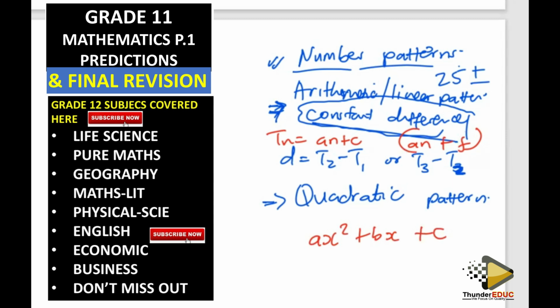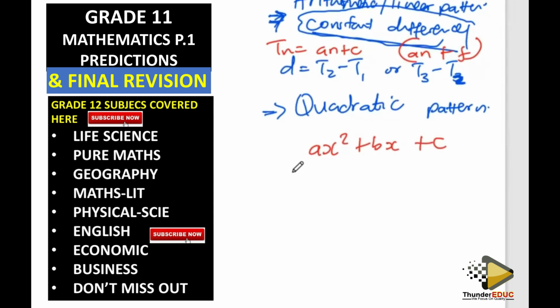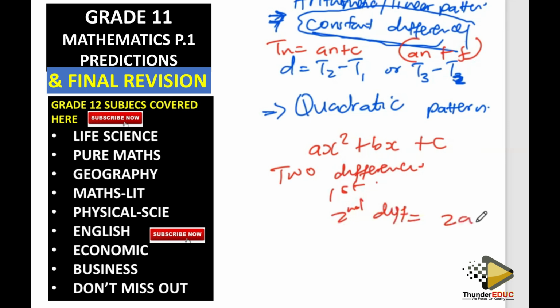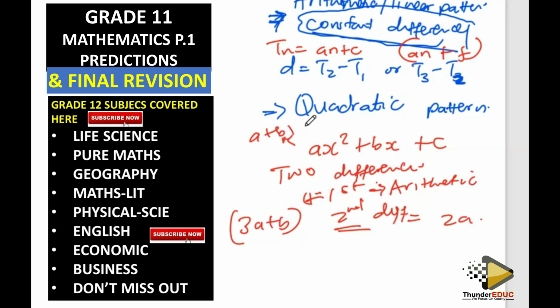What we know about the quadratic is that we have 2 differences. So we have the first difference and then the second difference. We know that the second difference will always be equivalent to A, and the second difference is always constant. The first difference forms what we call an arithmetic sequence. The first term of the first difference gives us 3A plus B, and the first term of the quadratic will give us A plus B plus C.